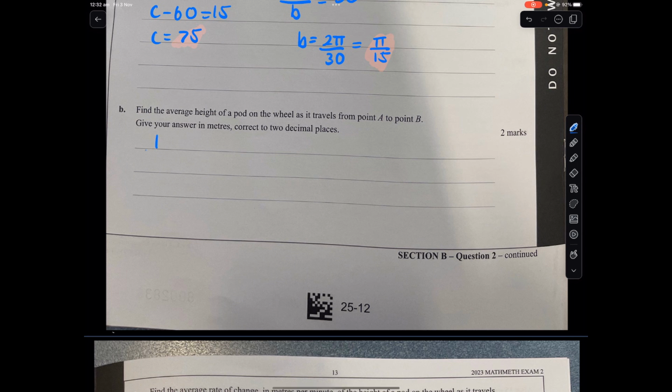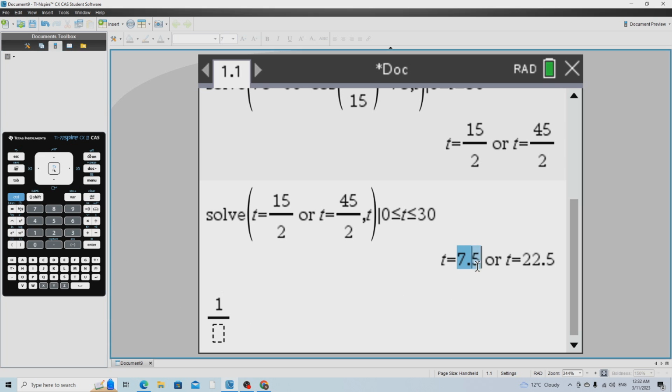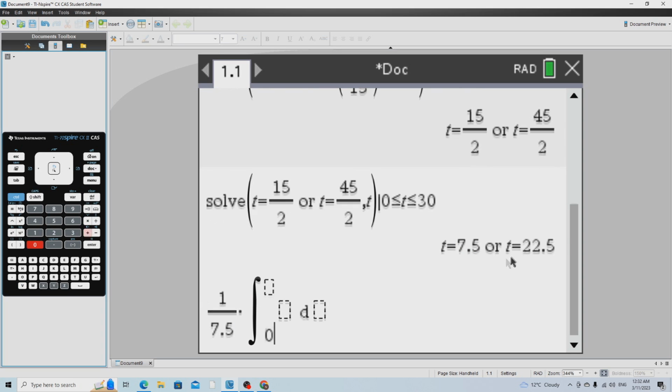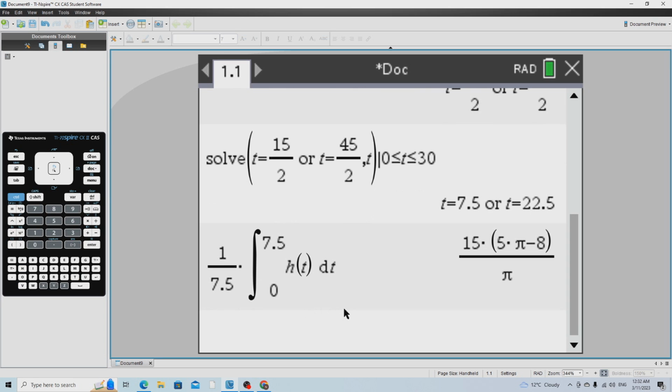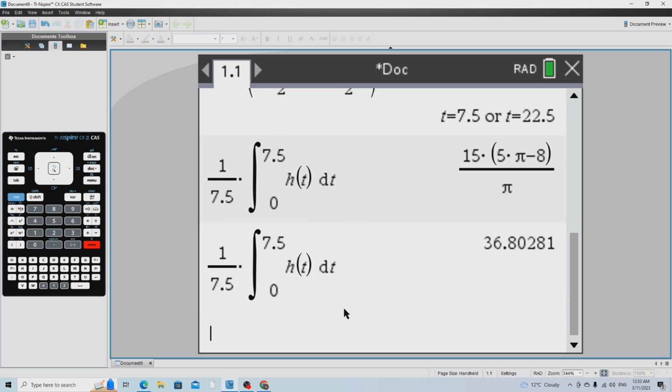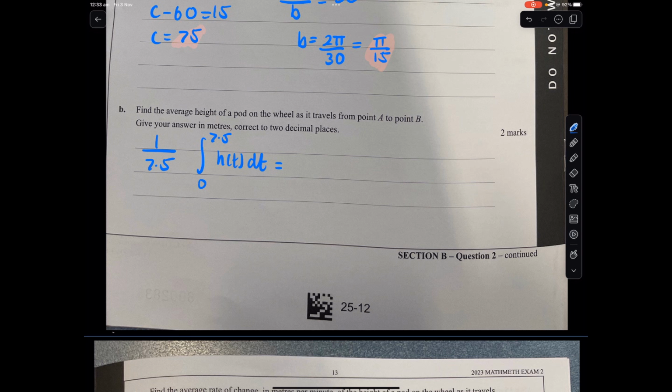So we can say, yes, the average height is just the average value. So 1 over 7.5, from 0 to 7.5, of the function h of t dt gives us what? So 1 over 7.5 times this integral from 0 to 7.5 of h of t dt, and that gives you this value. To correct to 2 decimal places, that is 36.80 meters. Done.